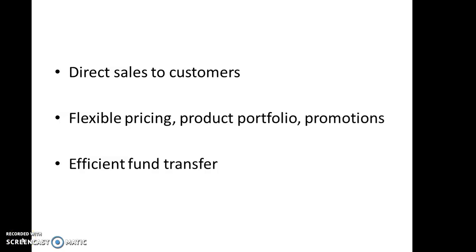Next point is direct sales to customers. In case of online sales, manufacturers do not have direct contact with the customers. Due to that, promotion or getting feedback from the customers is not as easy as it is possible in case of retail stores. But in case of online sales, the companies can use the online web portal itself or social networking platforms like Facebook, Twitter, Instagram, through which they can get feedback from the customers or promote their products also.